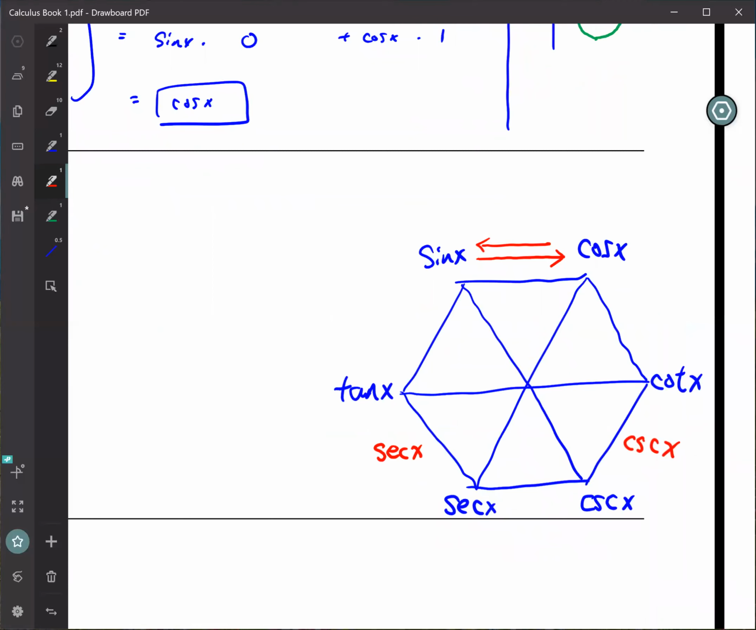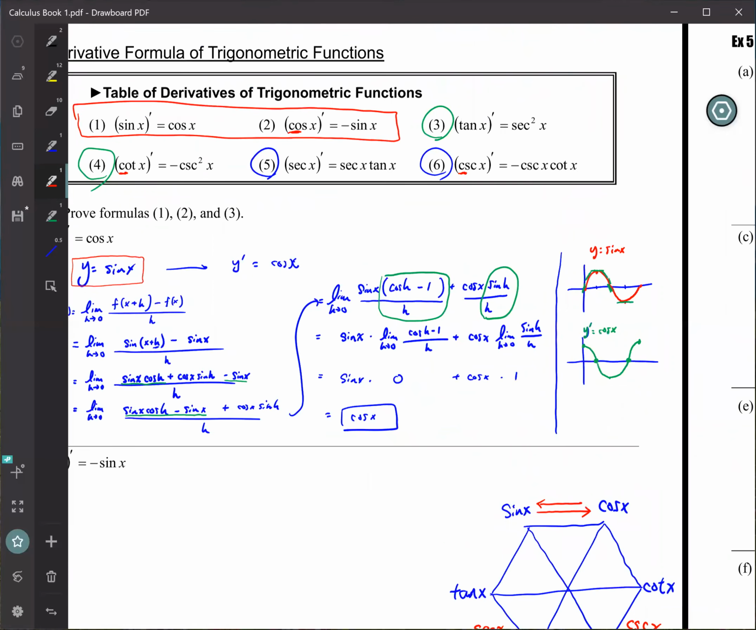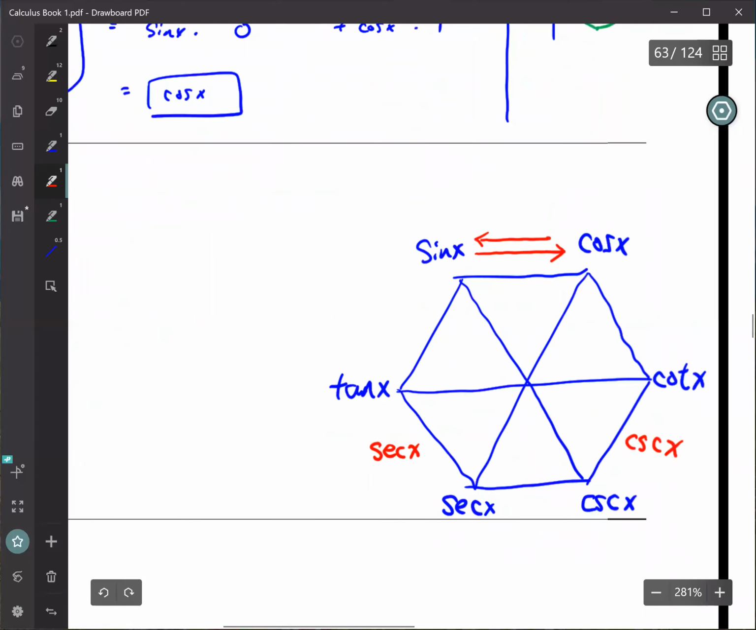Next one, let's say together: tangent prime is secant squared. Look at the picture. That's tangent prime. You've got secant and secant, so that's secant squared. Tangent prime is secant squared.